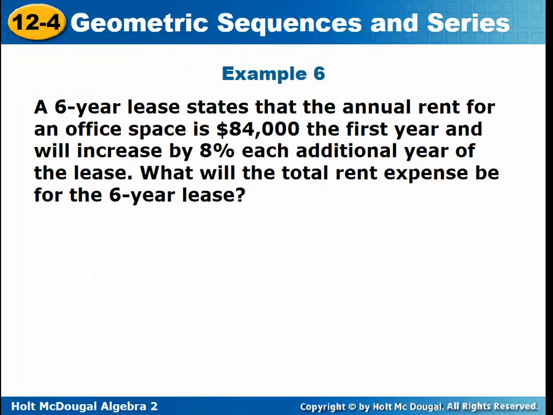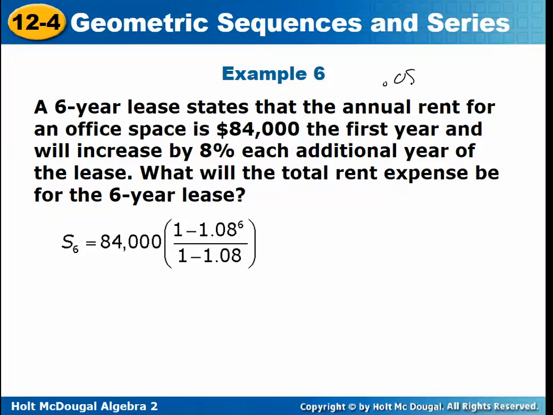One more example. This is an application problem. It says that a 6-year lease states that the annual rent for an office space is $84,000 the first year and will increase by 8% each additional year of the lease. If you have something increasing by a percent, then you would add 1 plus that percent. If you have it decreasing, then you would subtract. So since the rent is going to increase, we will take 0.08 plus 1.